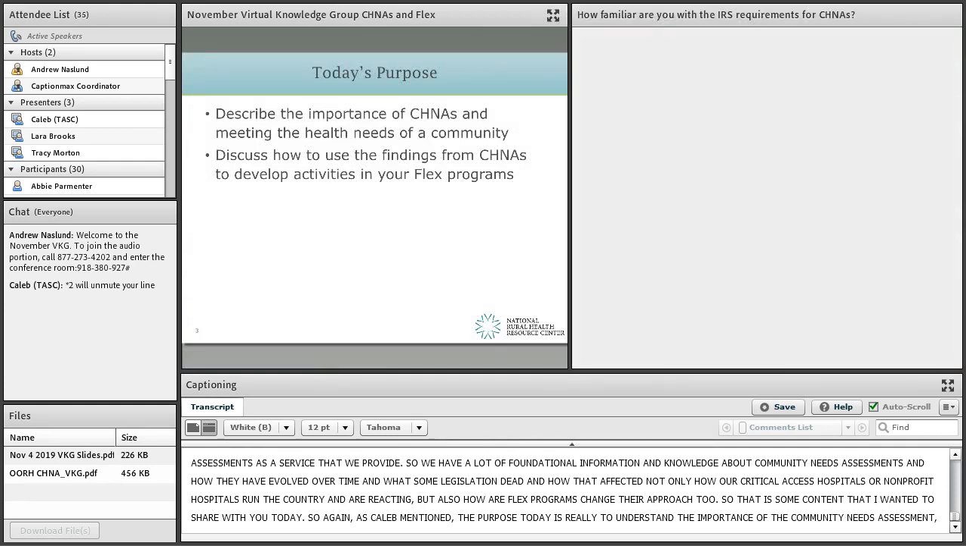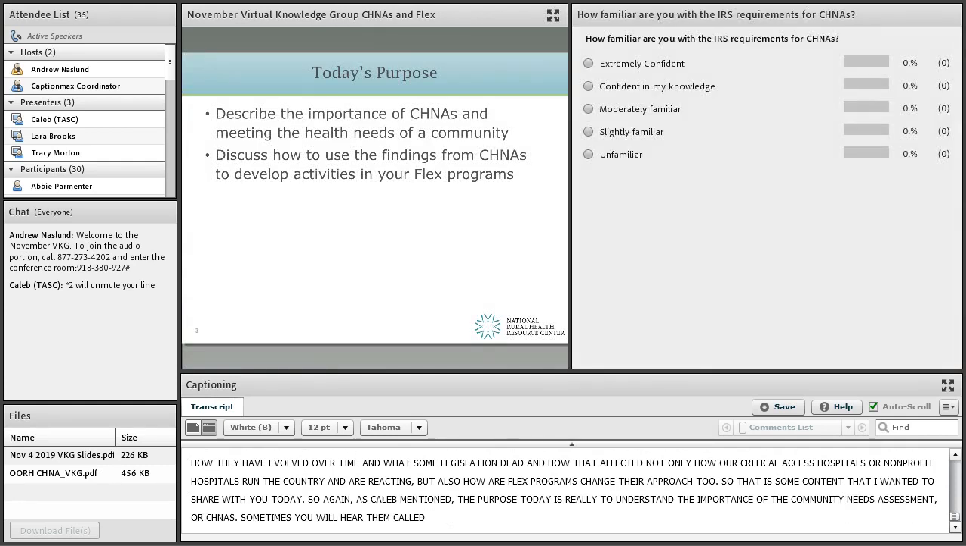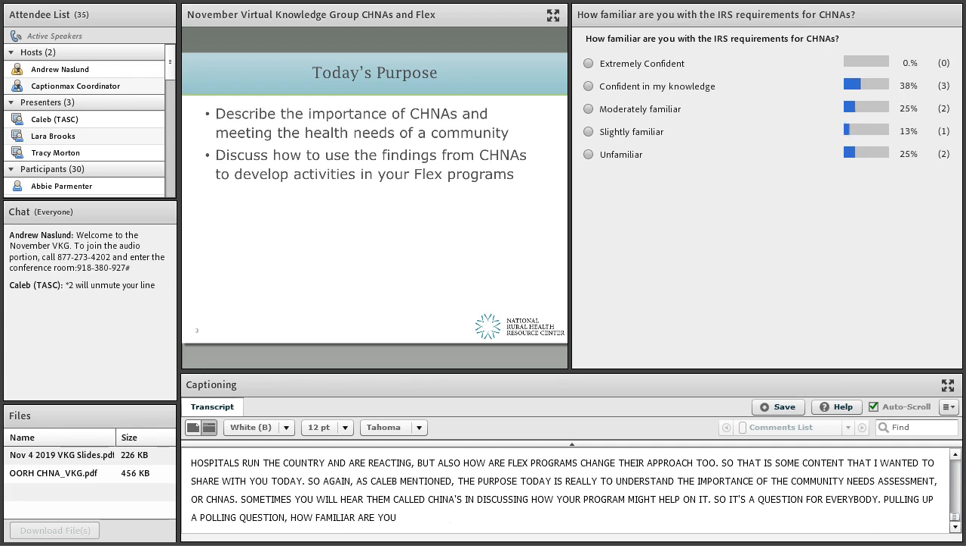So again, as Caleb mentioned, the purpose today is really to understand the importance of the community health needs assessments, or CHNAs. You'll also sometimes hear them called CHINAs, in meeting the health needs of a community, and then discussing how your programs might be working on it.